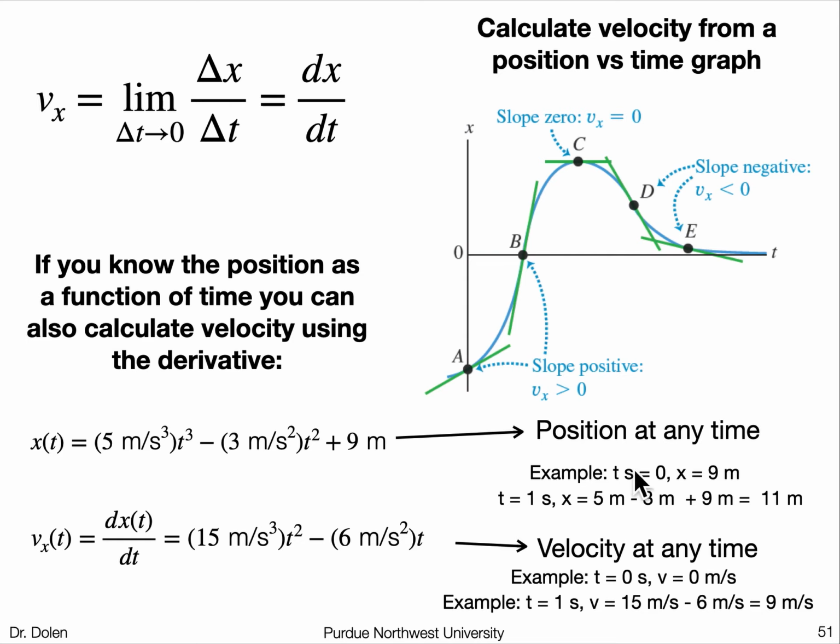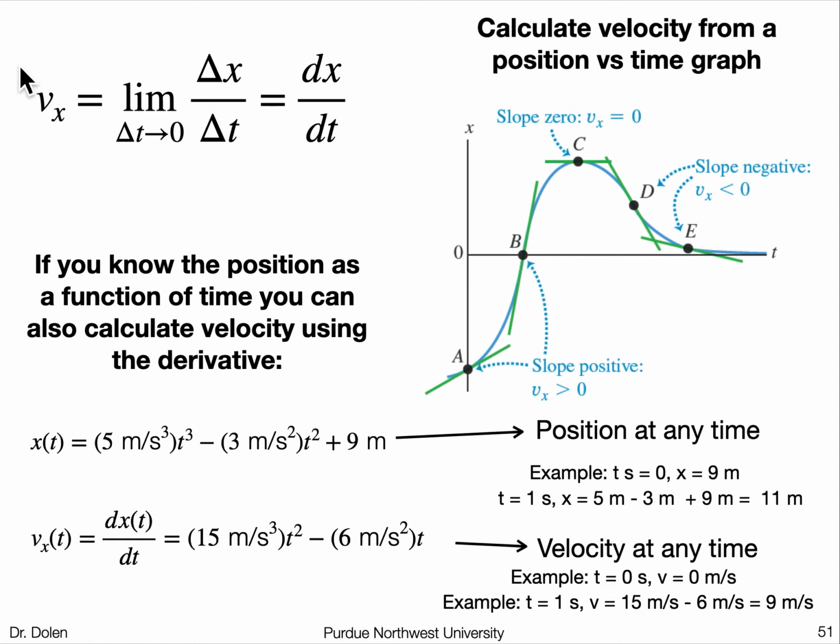Right, so for example, at time equals 0 seconds, you plug in 0 here, and that tells me my position at time equals 0 seconds is x equals 9 meters, right? Because that's the only non-zero term. At time equals 1 second, I plug in 1 here, so this is 5 meters per second cubed times 1 second cubed, so this ends up being 5 meters. This is minus 3 meters, and then plus 9 meters. So I end up with, at time equals 1 second, my position is x equals 11 meters, right? So this tells me my position at any given time.